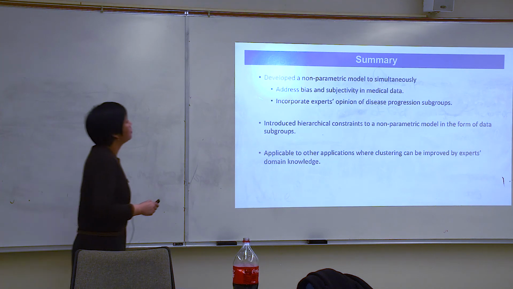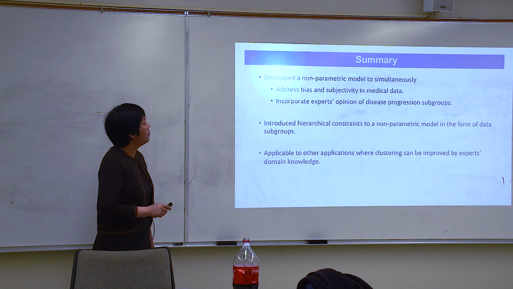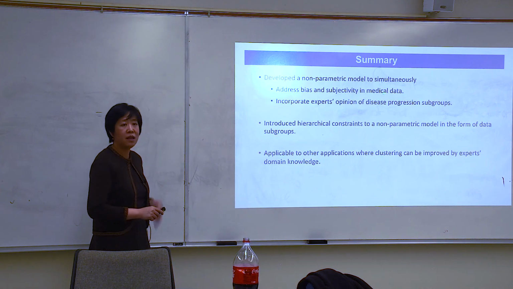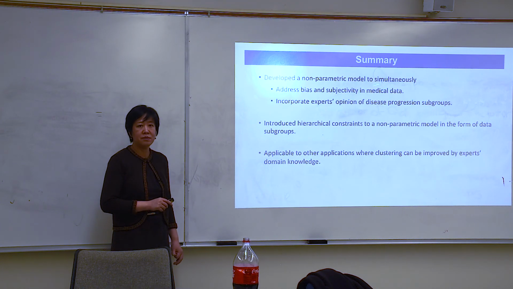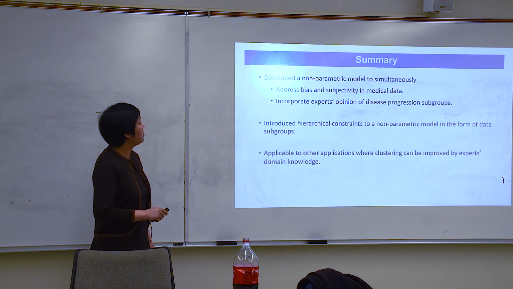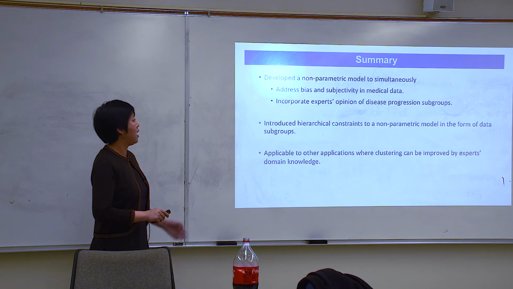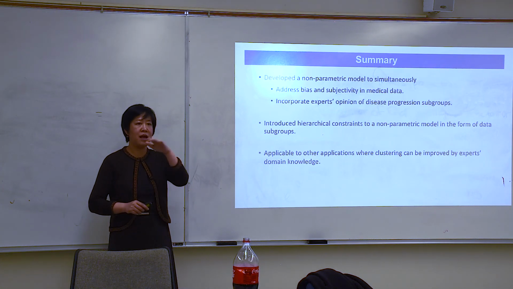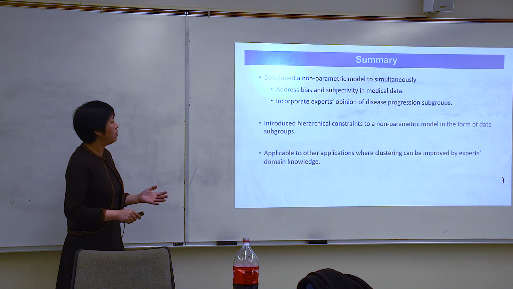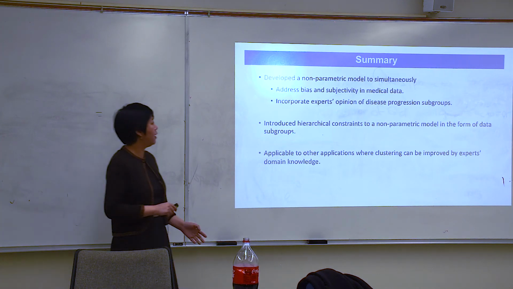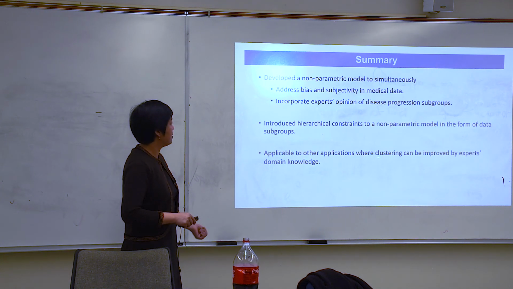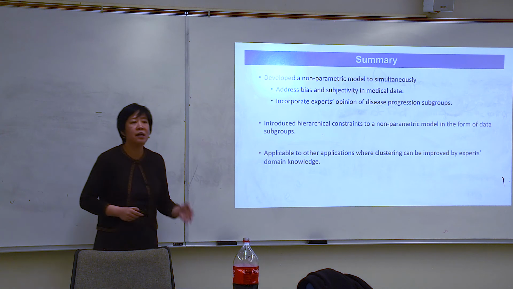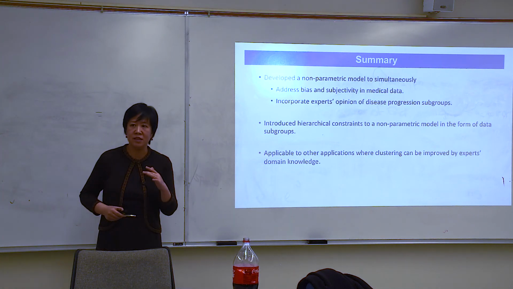So the model we developed is a non-parametric model so that it can simultaneously address the bias in the data and also incorporate experts' opinion on the disease subgroups. In this case, we actually use the experts' opinion as a hierarchical constraint, that's the top level clusters, a hierarchical constraint to a non-parametric model in the form of data subgroups. So this is applicable to other applications where the clustering can be improved by doctors' opinion, domain knowledge.